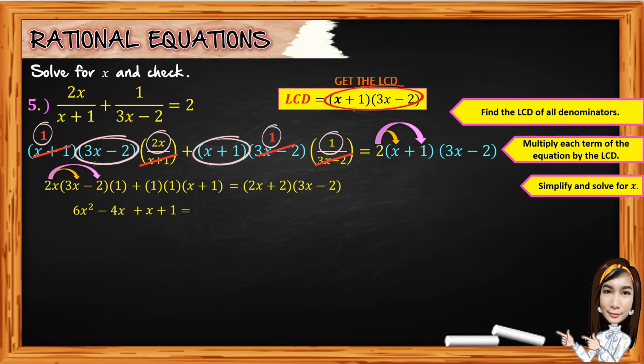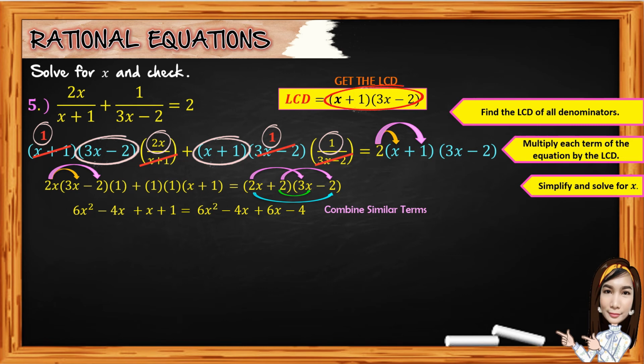Then on the right side, binomial times binomial, we can use FOIL method. So multiply the first terms, 2x times 3x is equal to 6x squared. Then multiply the outer terms, 2x times negative 2, we have negative 4x. Then multiply the inner terms, we have 2 times 3x, we have positive 6x. And for the last, multiply the last terms, positive 2 times negative 2 is negative 4.